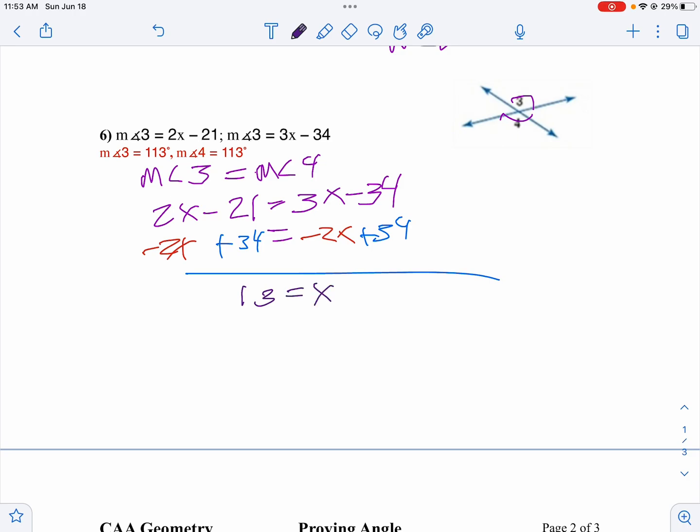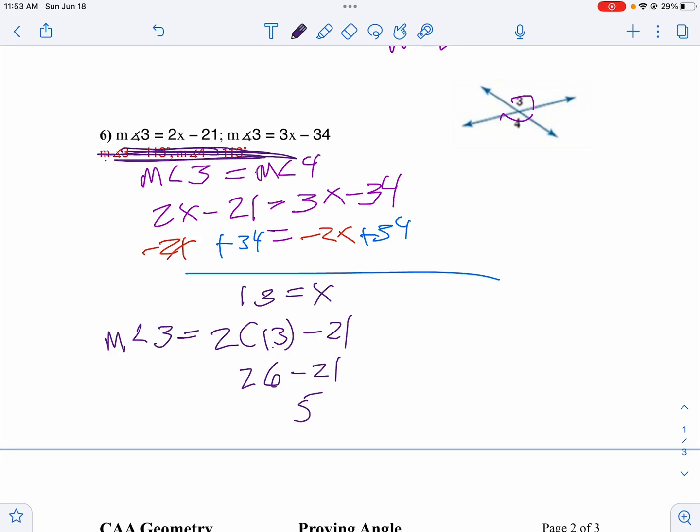I don't want x. I want to find the measure of angle 3 or the measure of angle 4. So let's do angle 3. So I'll take 2 times x, but x is 13, minus 21. So 2 times 13 is 26, minus 21. That makes 5. The measure of angle 3 is 5, which is also the measure of angle 4.